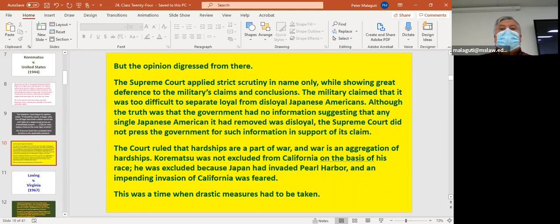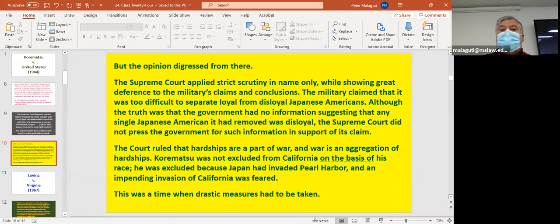It literally, the court literally accepted every representation, every vague representation of the government. The government said this is just too big a problem to deal with without removing the whole population. We can't risk disloyal Americans who might be passing on information to the Japanese to help them with their invasion of the American mainland.